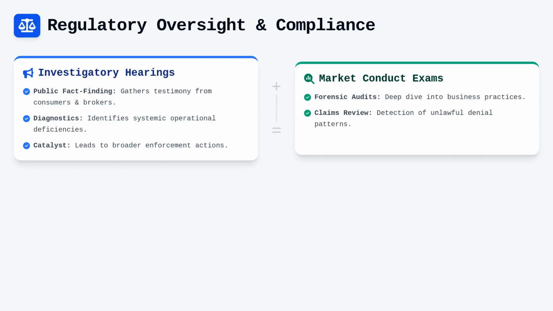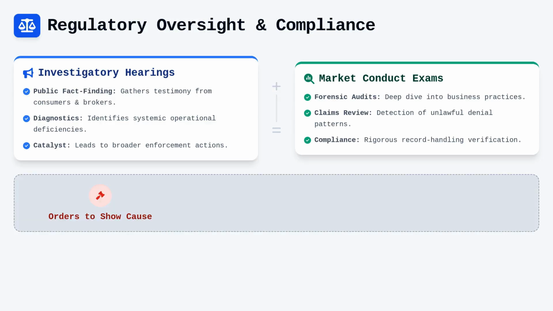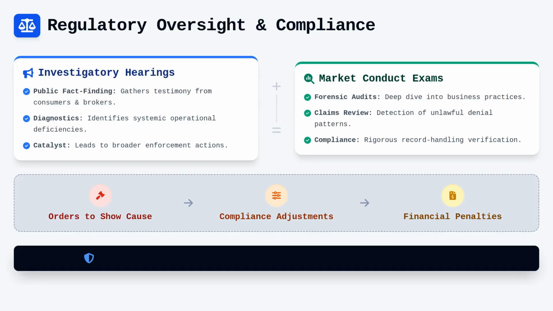For instance, recent market conduct exams revealed hundreds of statutory violations concerning the unlawful denial of smoke damage claims based on arbitrary criteria. When a market conduct exam uncovers a pattern of unfair claims practices, the Department of Insurance issues formal orders to show cause, forces compliance adjustments, and levies financial penalties. These regulatory mechanisms prove that the FAIR Plan is never exempt from the standard consumer protection laws that govern traditional private insurance carriers.